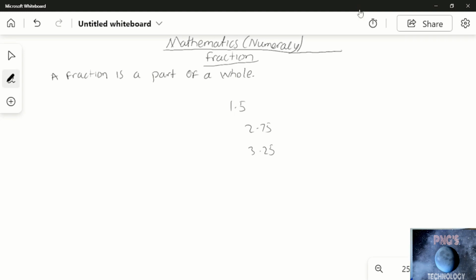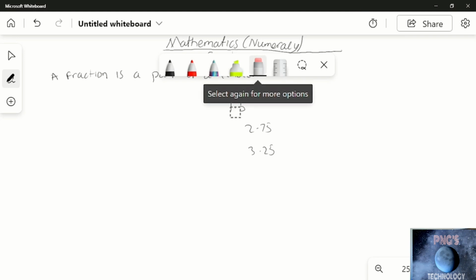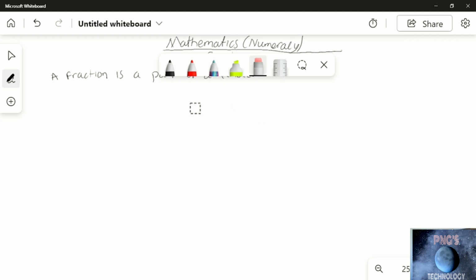So what is fraction? As we said, a fraction is a part of a whole. Now how can we evaluate fraction, how do we know what is a fraction, the types of fraction, and how can we get started with fraction? So first thing we need to know is that fraction has types. Let's quickly move to types of fraction.